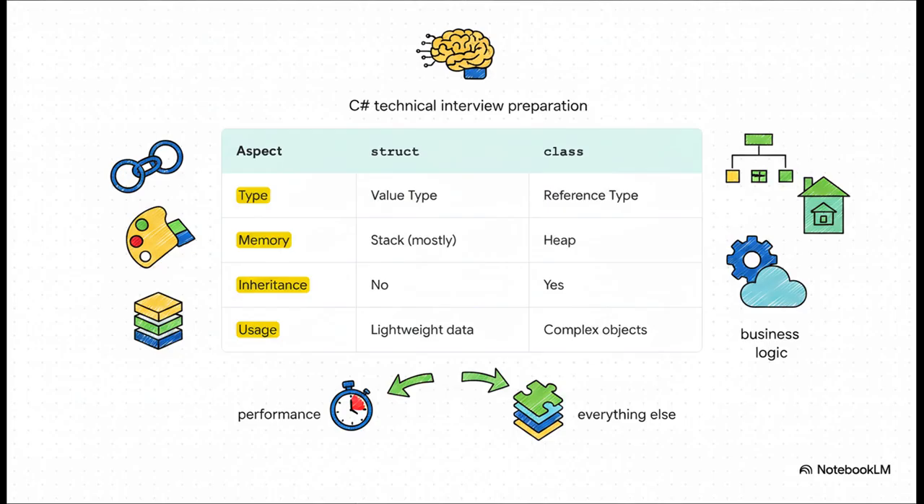And we're back to struct versus class. This is just another way of looking at value types versus reference types. A struct is a value type. Think of it like a bicycle. It's lightweight, efficient, and great for simple, small data structures like a point with X and Y coordinates. A class is a reference type. It's more like a car. It's for complex objects with lots of logic and behavior. Knowing when to use a lightweight struct can be a big performance win.